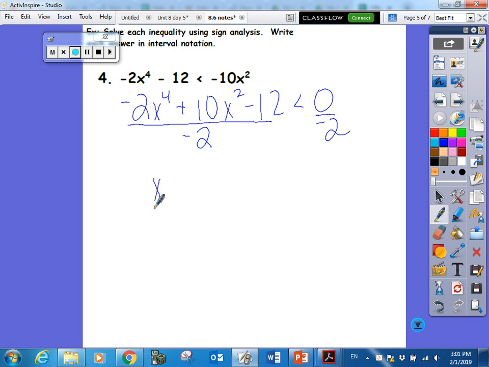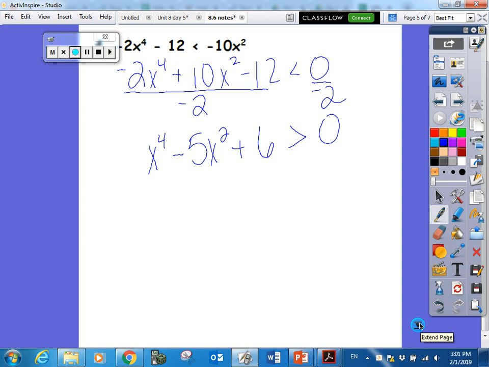All right, so that gives us x to the 4th minus 5x squared plus 6. Because I divided by a negative, it flips the symbol to greater than 0. We could have just factored it out. If we just factored out a -2, that would just be one of our factors that affected our plus and minus signs. But now we don't have to worry about that. We got rid of it, so it flipped the symbol.